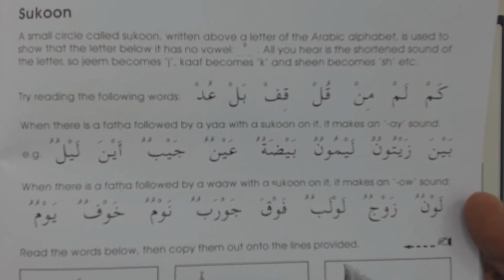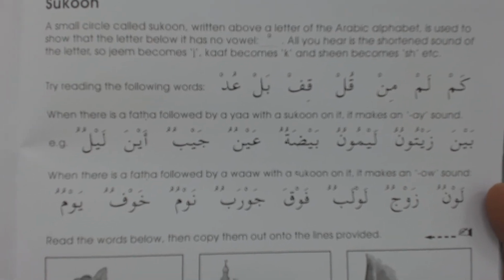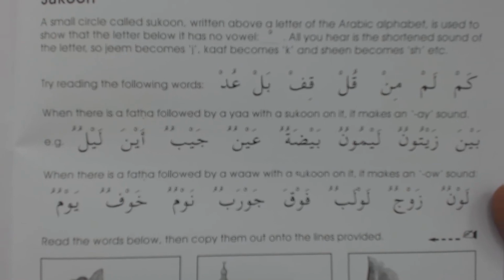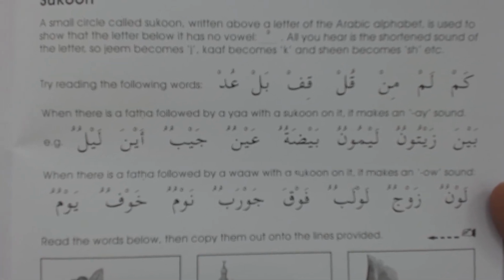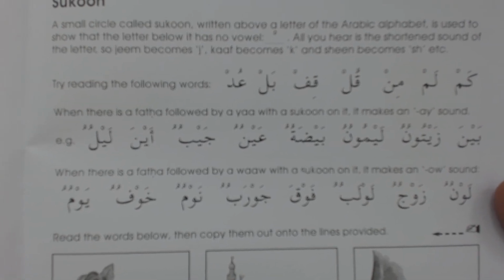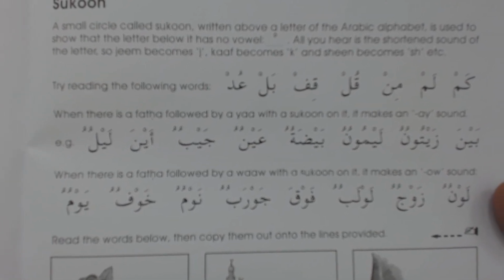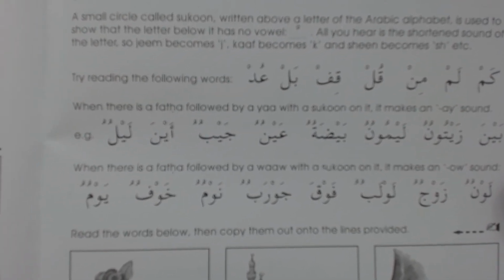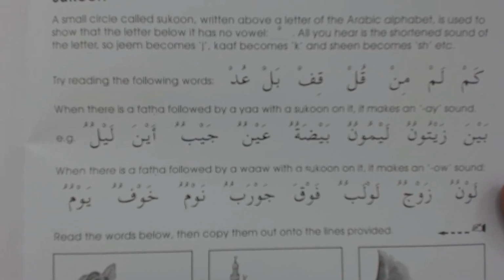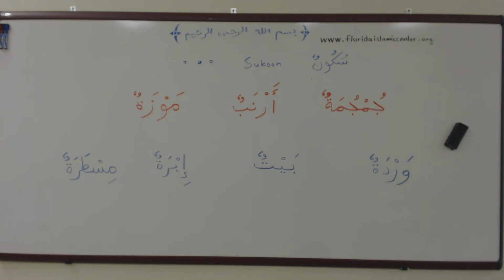Fourth one is qul, qaf, right? So qul. Next one. Qif. That's a qaf and a fa. Qif. Next. Bal. Ud. Very good. Okay, now let's try reading the next line.